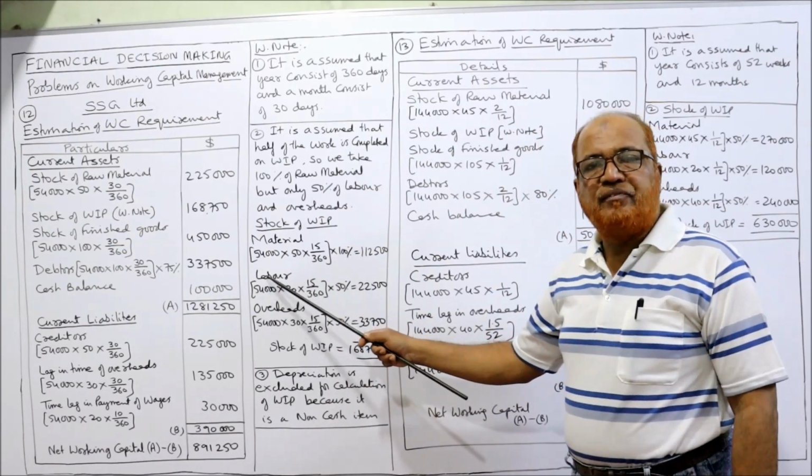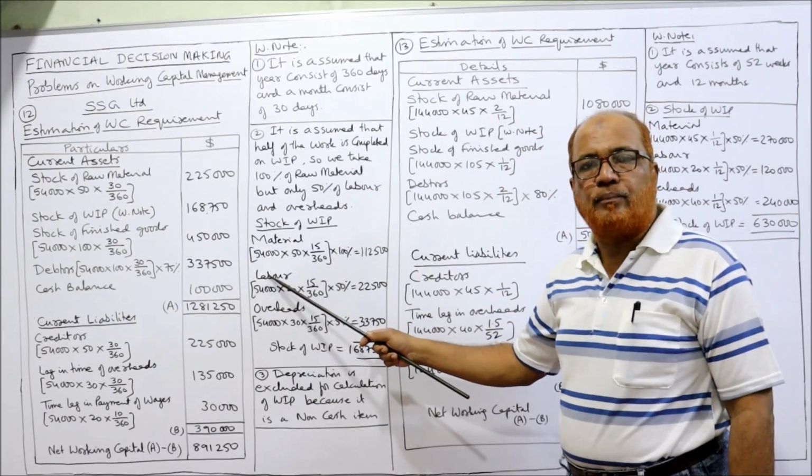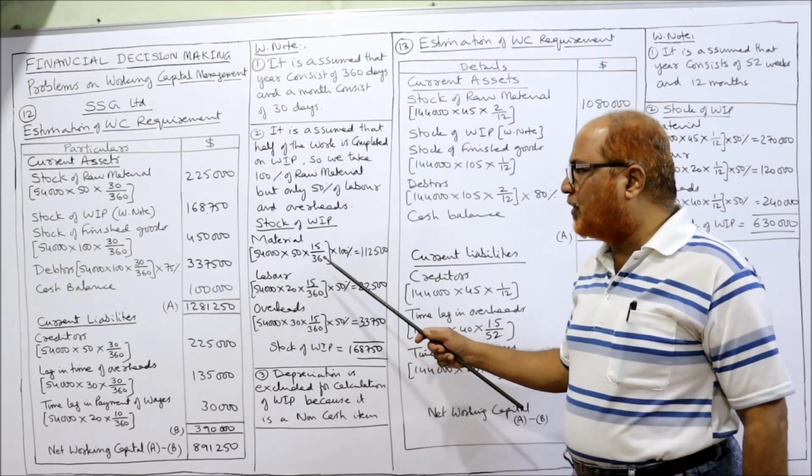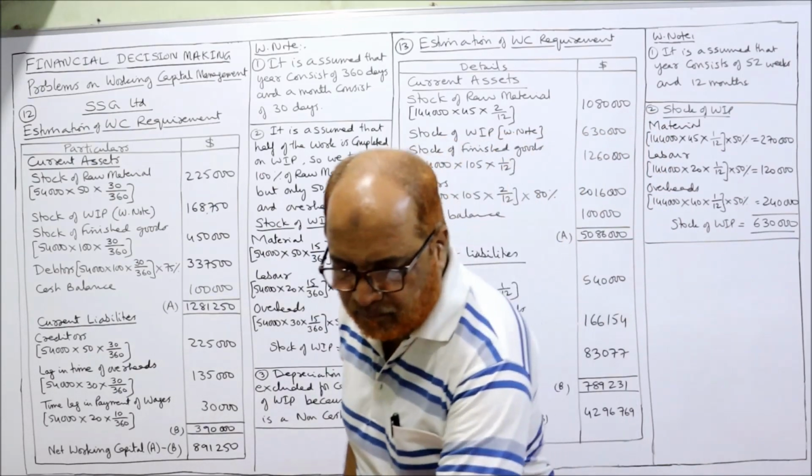The material: 54,000 units we are making. Each unit material costs 50 rupees, and the period of work in progress is 15 days or half a month. What is given?